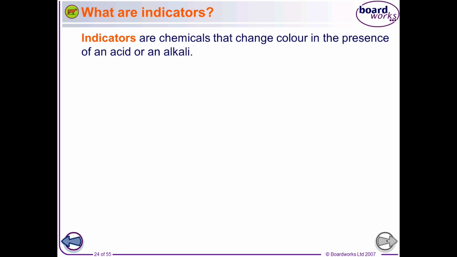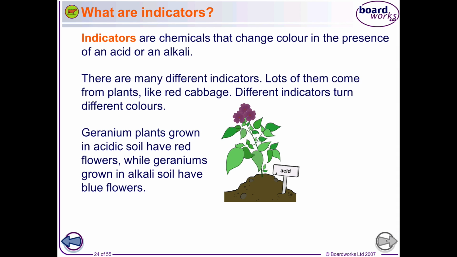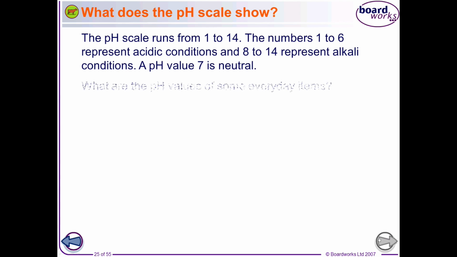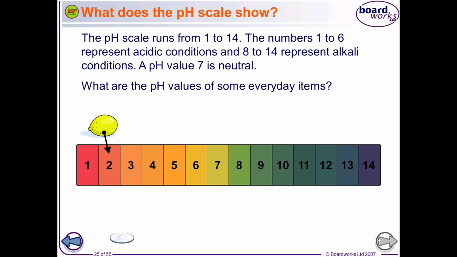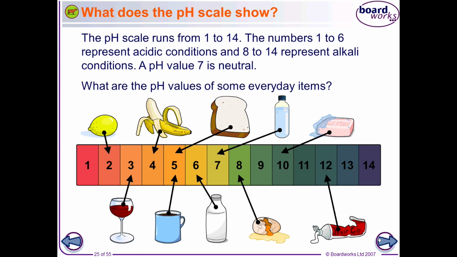Right, indicators are something you've probably looked at in Year 7. The first thing to note is that an indicator is a substance that will change colour in the presence of acid or alkali. Geranium plants have red flowers if grown in acidic soil, whereas if grown in alkaline soil they'll have blue flowers, and they are obviously an indicator as a result of that. The most common indicator you'll have probably seen lower down school is universal indicator, and that gives you a colour depending on the strength of the acid or the alkali.